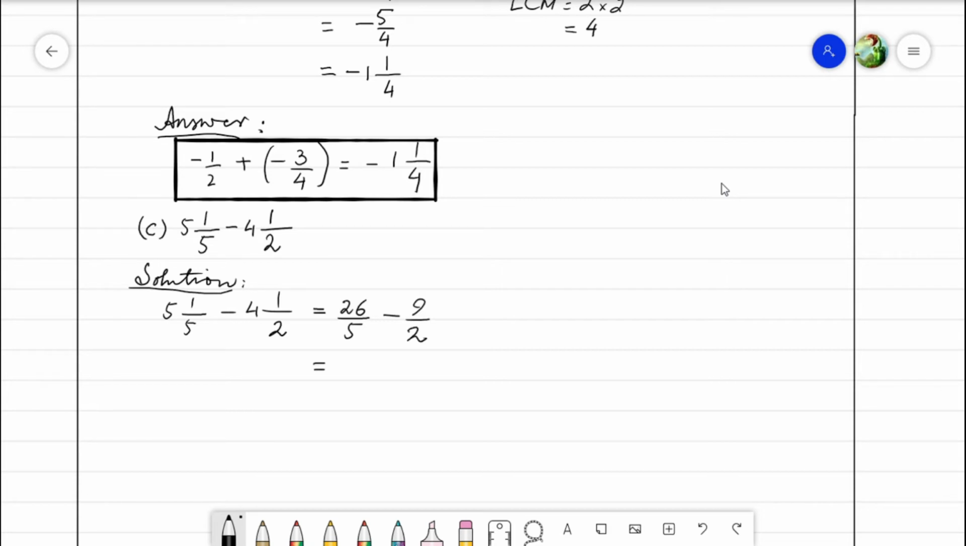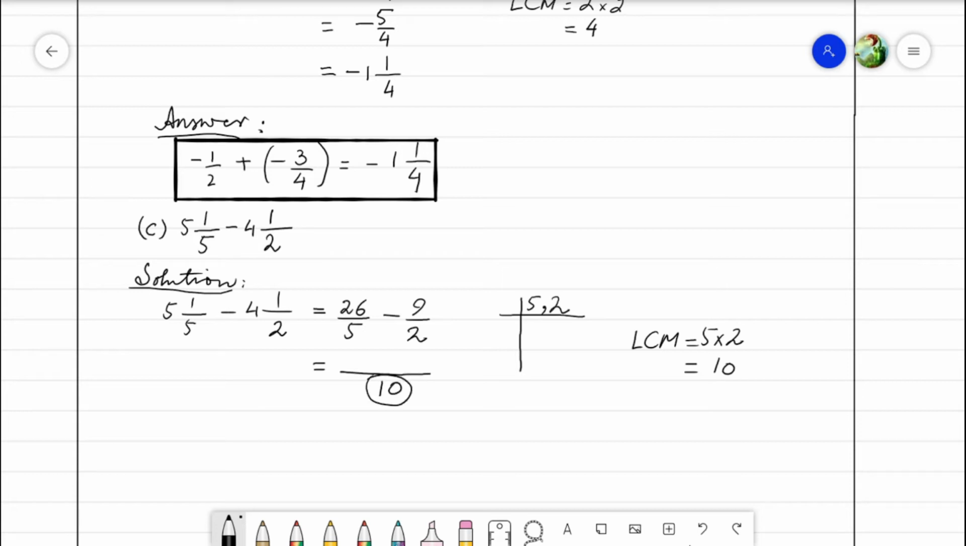There are two methods. Either you can make the denominators the same by using equivalent fractions, or you can take the LCM of the denominators. So I will use the LCM method. This is 5 and 2. As you can see, there is no common factor between 5 and 2. So we can find the LCM directly by multiplying both the numbers. 5 2s are 10. So I will write here 10.